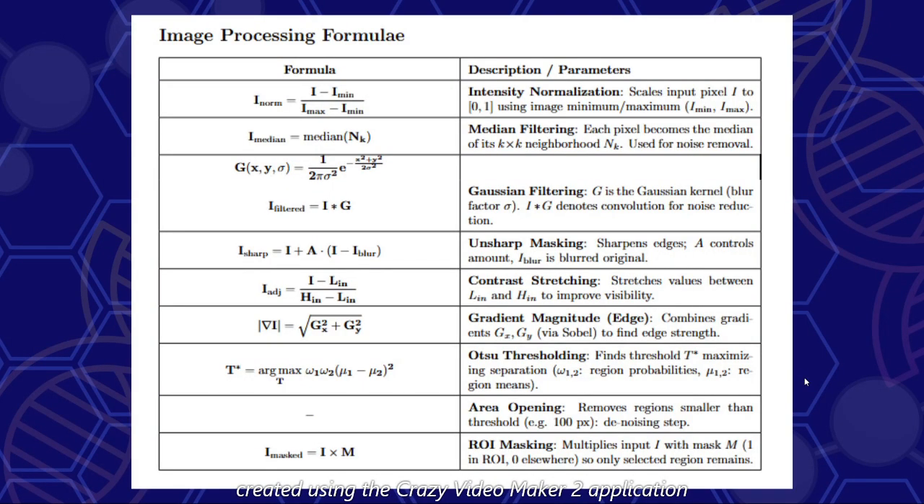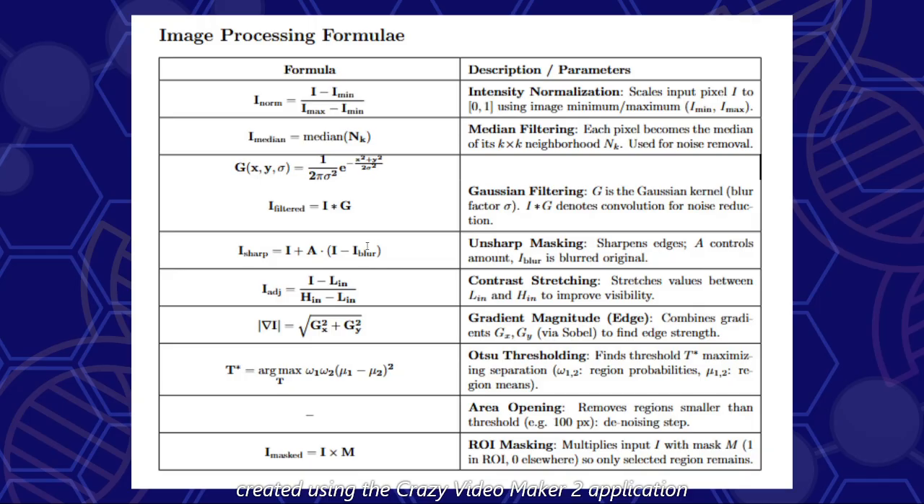Let's look at the formulas that were used. First is the intensity normalization. This formula scales image pixels to a standard range, ensuring consistent processing regardless of original image brightness. Next is the median filtering. This replaces each pixel with the median value from its local neighborhood to remove impulse noise while preserving edges. Gaussian filtering. This smooths the image using a bell-shaped kernel, reducing random noise while gently blurring the details. Unsharp masking. This enhances edges by boosting differences between the original and the blurred version, making details clearer.